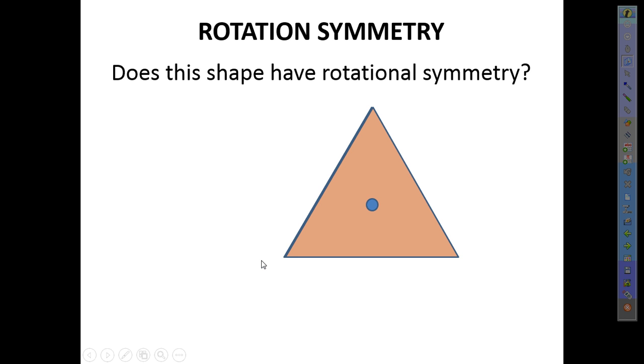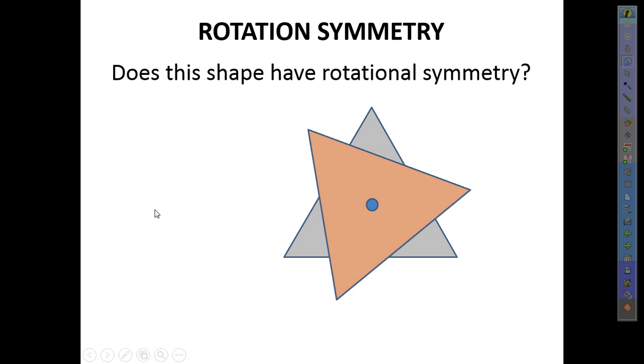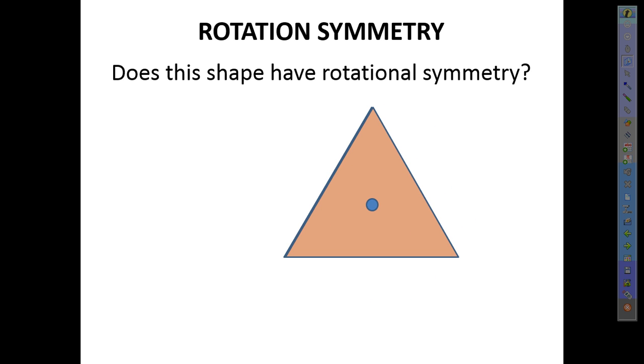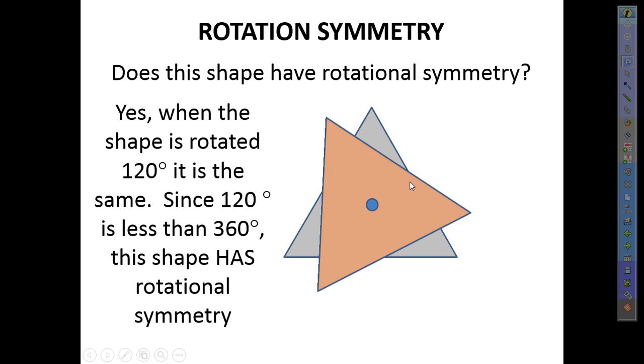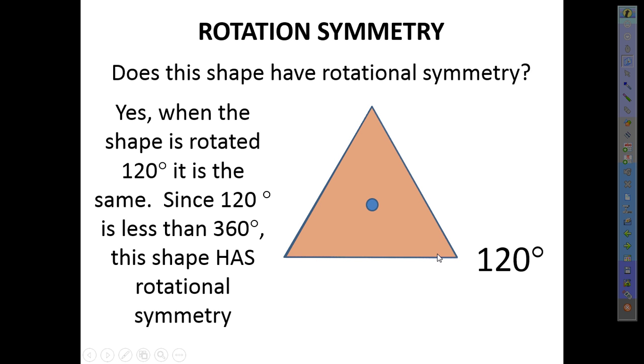So does this shape have rotational symmetry? Well, let's try spinning it and see. So spin it. Oh, I think I see a couple of places there where it lines up. It definitely lined up at 360, but I also think that about 1/3 of the way, boom, right there it lined up. That was 120 degrees.